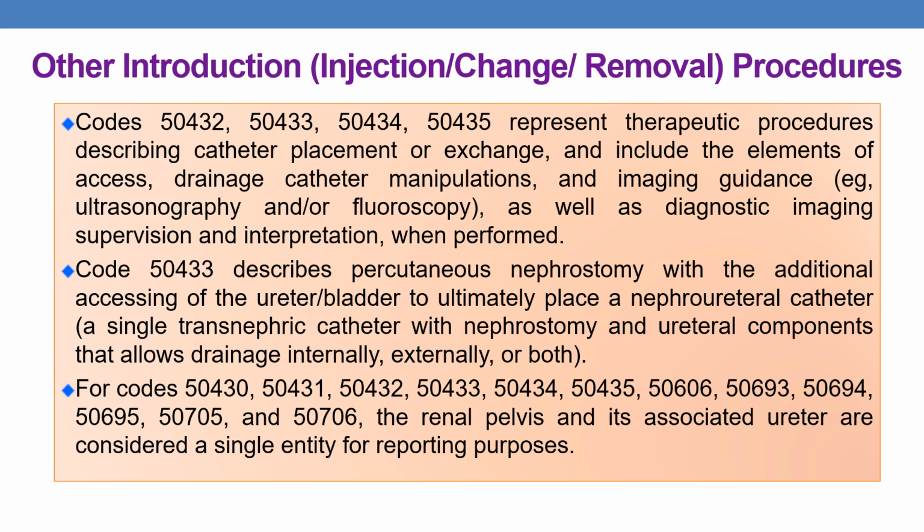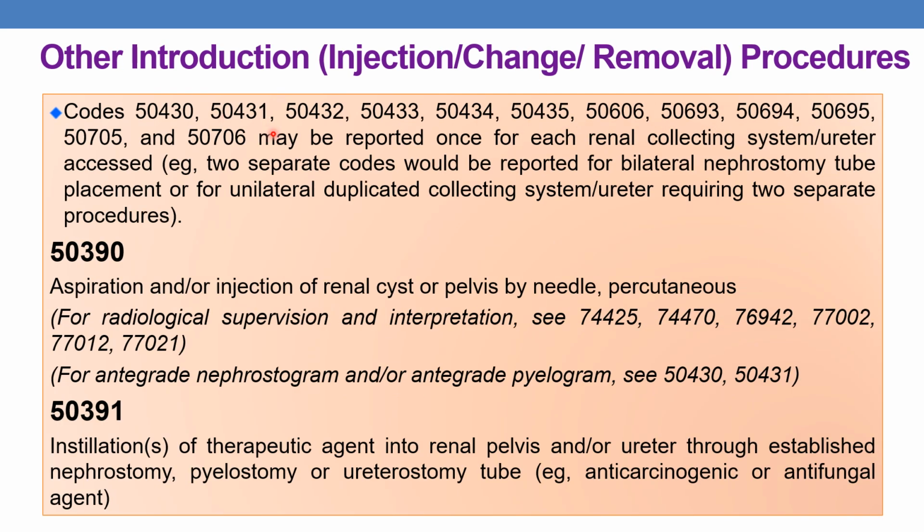For all these codes, the renal pelvis and its associated ureter are considered a single entity for reporting purposes. While reporting the above mentioned codes, that is from 50430 to 50706, the renal pelvis and its associated ureter are considered a single entity for reporting purposes. And these codes may be reported once for each renal collecting system or ureter accessed. For example, two separate codes would be reported for bilateral nephrostomy tube placement or for unilateral duplicated collecting system or ureter requiring two separate procedures.